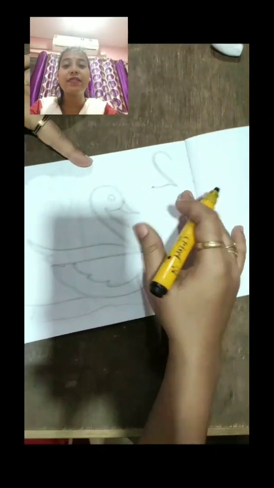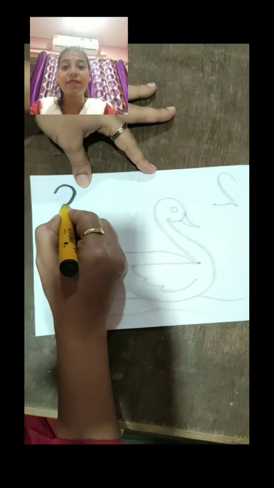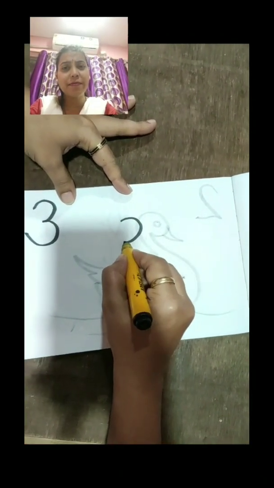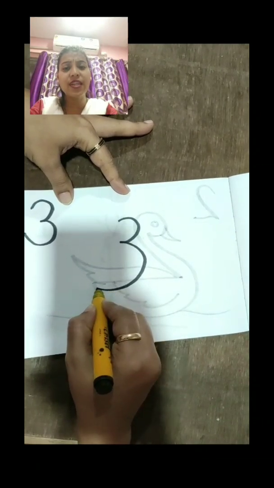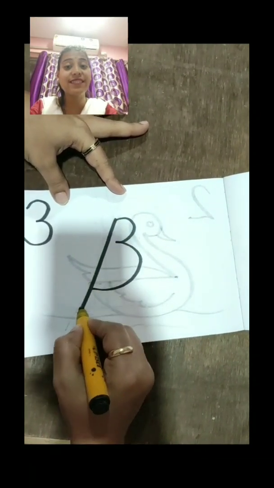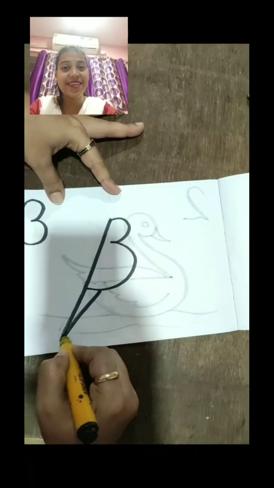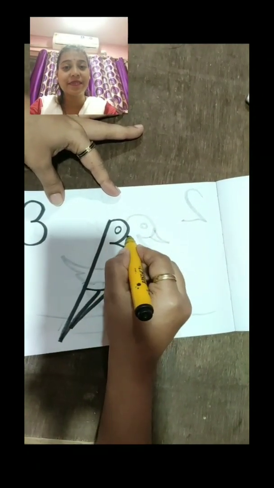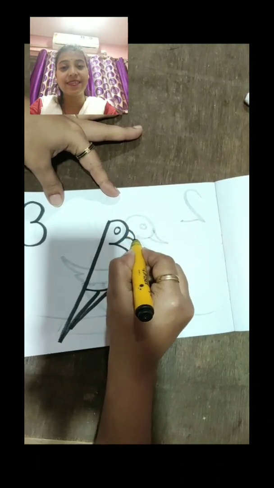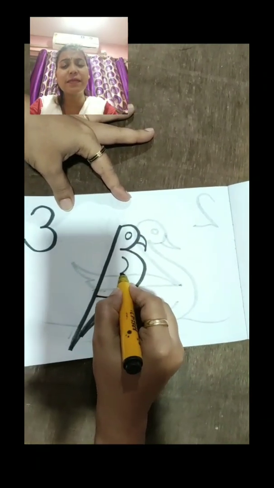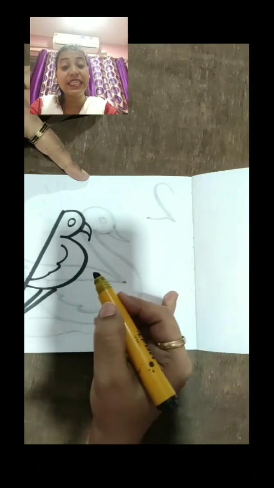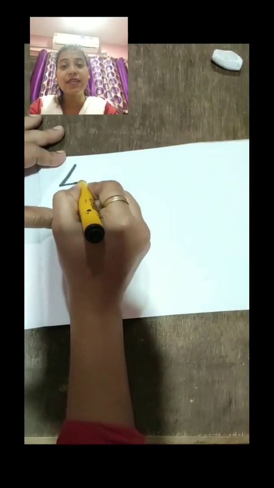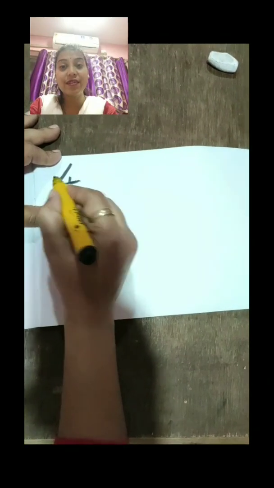Then number 3. What can we make from the number 3? Who will guess? Yes, here is one bird. You can say the parrot. See, with very simple steps, with very easy lines, you can make very creative things, creative drawings.